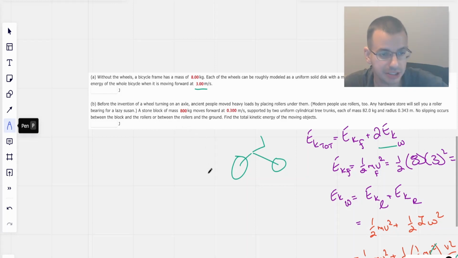A stone block of mass 800 kilograms moves forward at 0.3 meters per second, supported by 2 uniform solid cylindrical tree trunks, mass of 82 kilograms, and a radius of 0.343 meters. No slipping occurs between the block and the rollers. Find the kinetic energy of the moving objects.